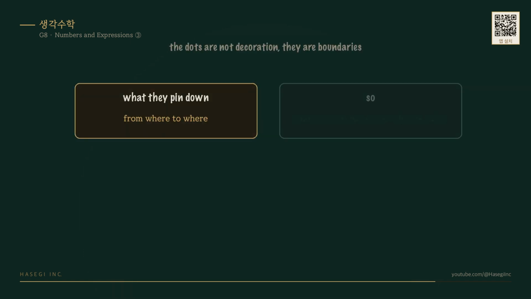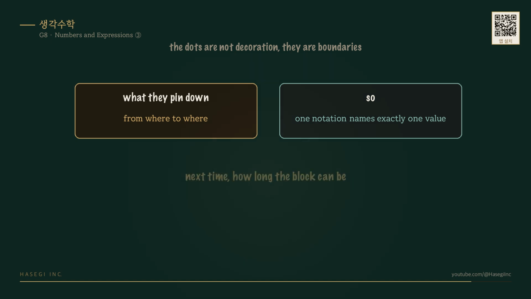So the dots are not decoration. They are boundary markers. They pin down where the repeating block starts and stops, so one notation names one value and no other. Next time, how long that block is allowed to get.